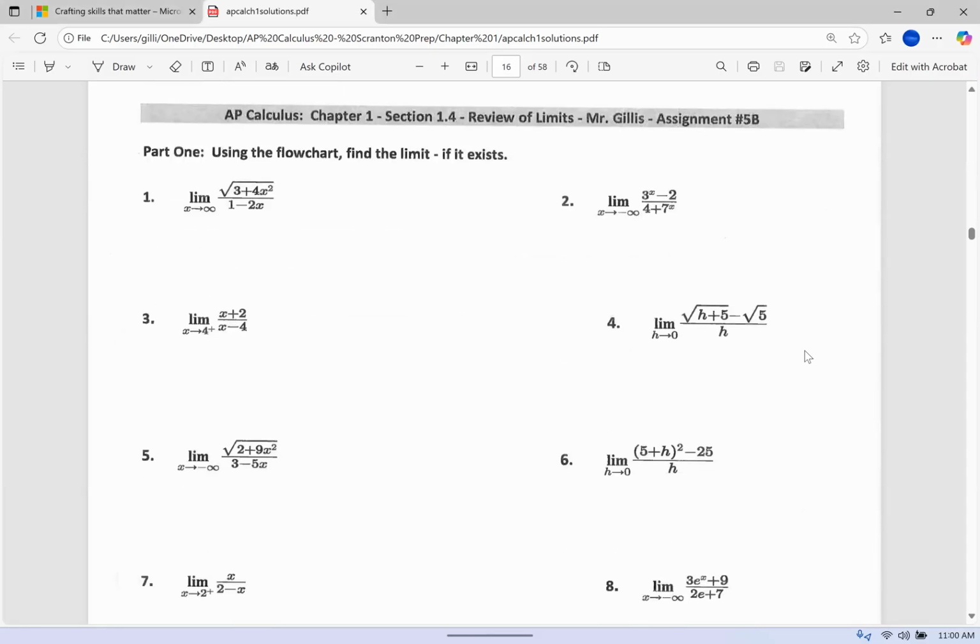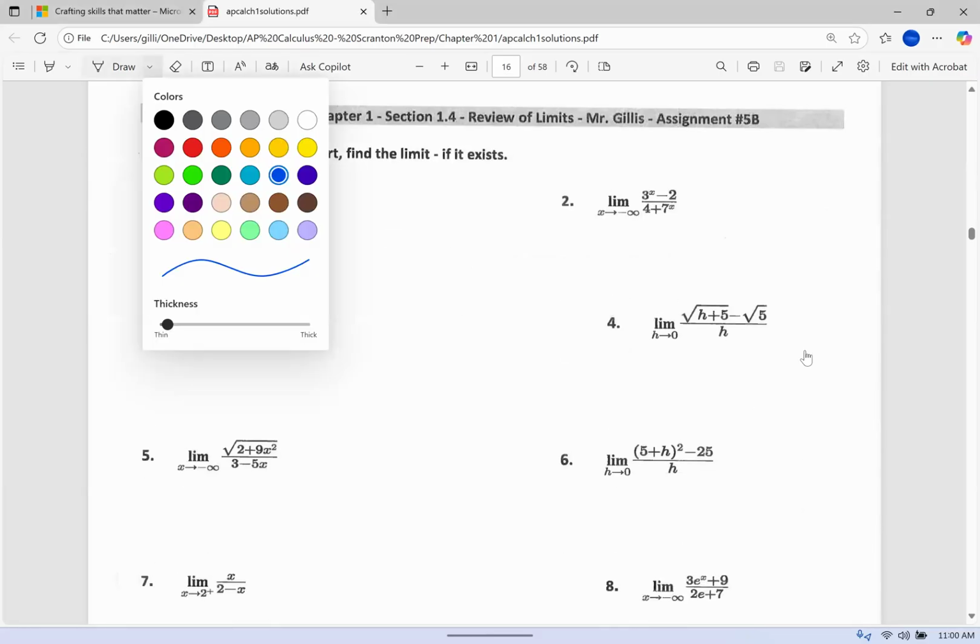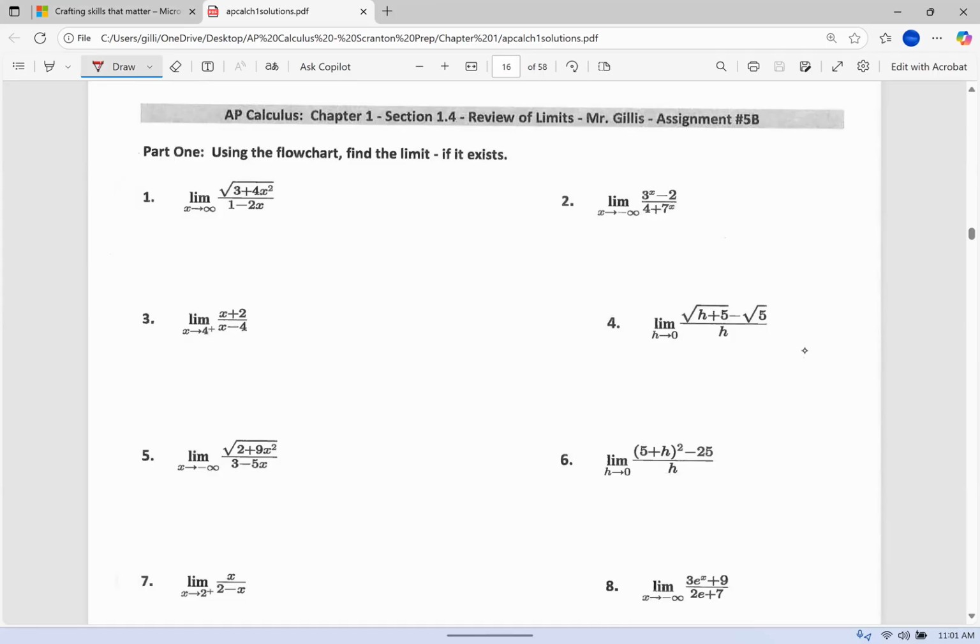Okay, so here in this video, we're going to go over the solutions to assignment 5B, which is a great assignment on reviewing all the different types of limits. It's kind of like a great summary.